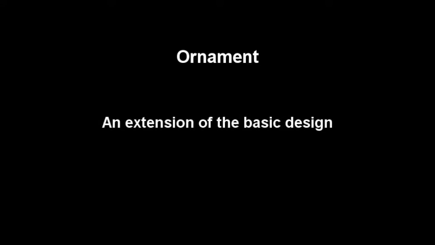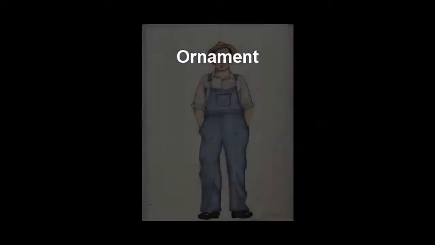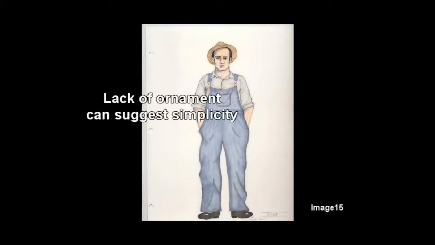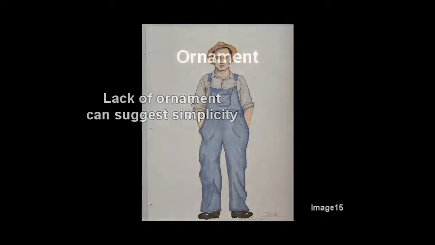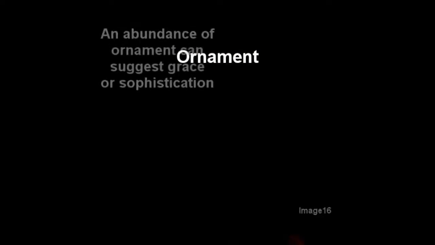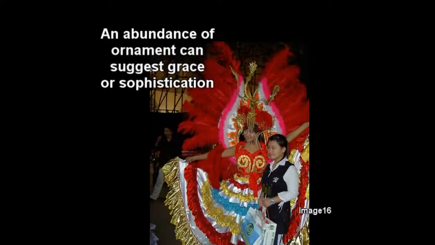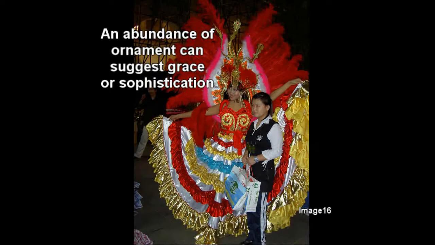The next element of design, ornament, can also create a sense of poorness or grace and sophistication. Simply defined, ornament is an extension of the basic design. It is often used to embellish a design or image. A lack of ornament can suggest simplicity or poorness. The more ornament added to a set or costume design, the more there is a sense of grace or sophistication. An overabundance of ornament can suggest ostentation or an over-the-top quality.